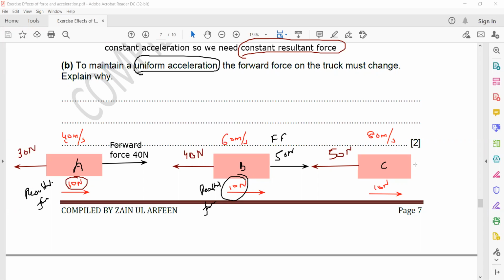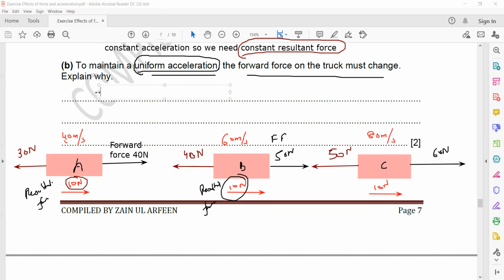And what about the third example? If 50 Newton is backward, I need a 10 Newton resultant. So the forward force should be 60 Newton. So in the question they're asking, to maintain a uniform or constant acceleration, the forward force on the truck must change. Explain why. We should increase the forward force.